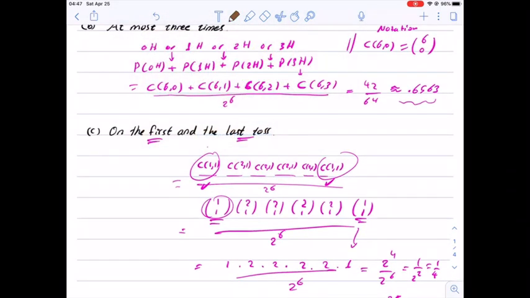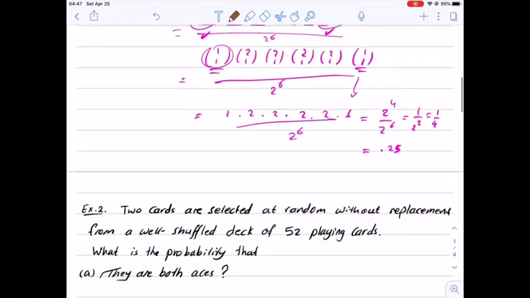So here we only have one specific outcome, but here we can have either head or tail. That means we have two outcomes, and we choose one of them.